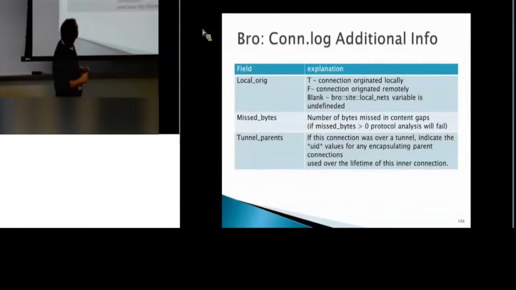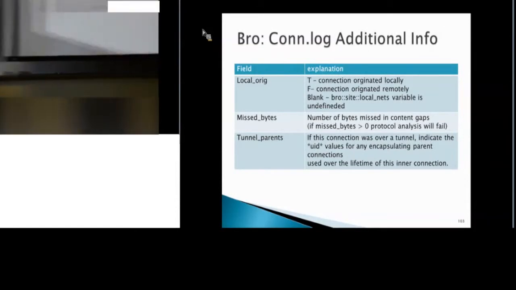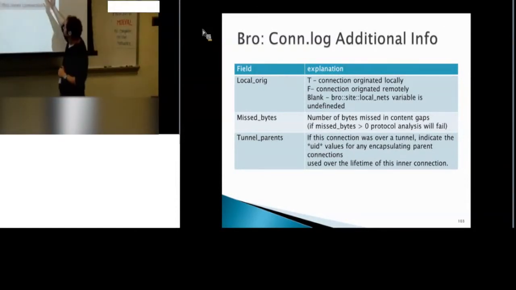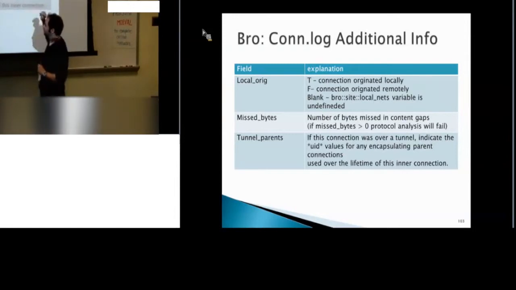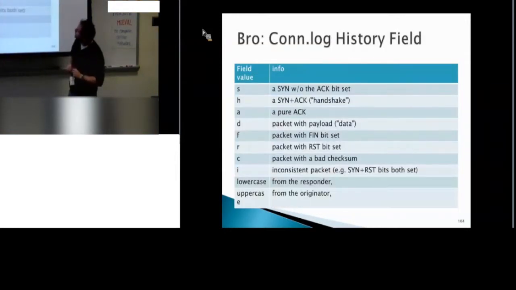Next one. Okay, so here's that field one I talked about. How this works, I don't know how much detail I want to dive into here. That's more about the Bro configuration. You guys don't care about that. Missed bytes, this is worthwhile. If there are gaps, or if this is greater than zero, any analysis scripts will fail for Bro. Tunnel parents: if it's over a tunnel, there's additional information there.